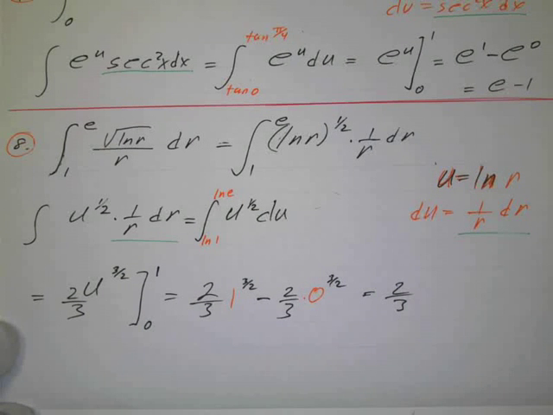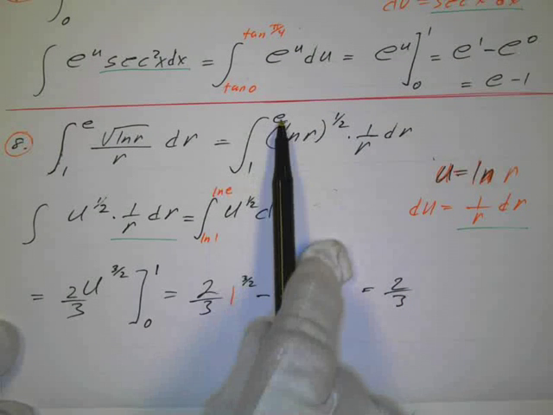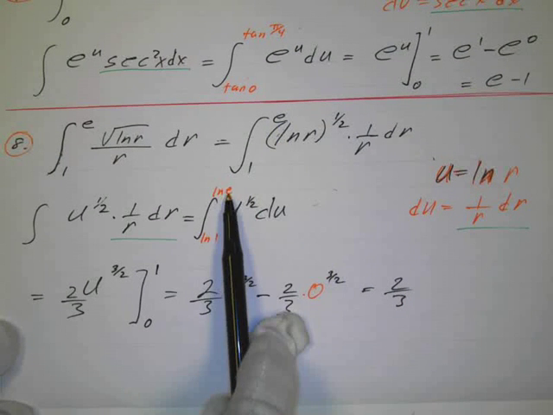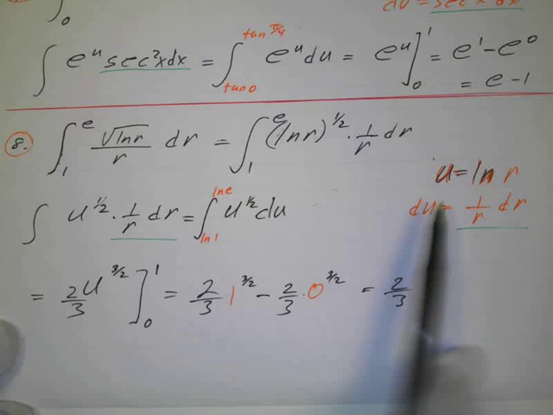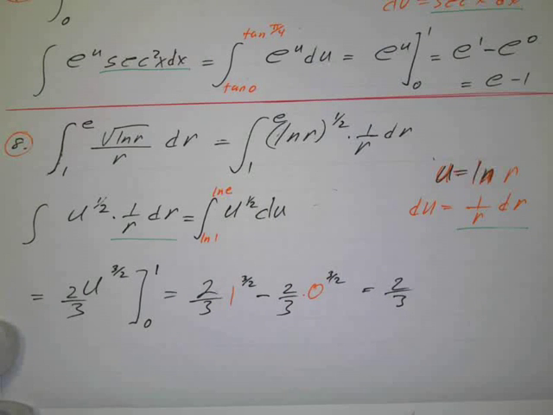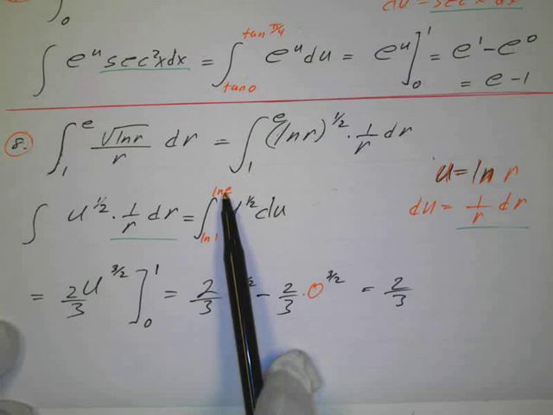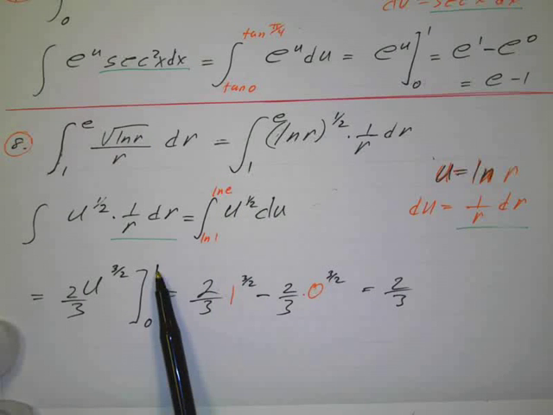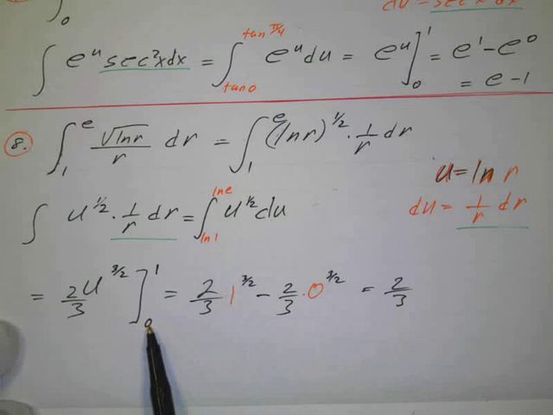So there's my du. And then I'm going to substitute these in because u will be the natural log of r. So this is going to be e. So this will be the natural log of e, and this will be 1. This will be the natural log of 1. And what's the natural log of e? E raised to what power is e? 1. E raised to what power is 1?